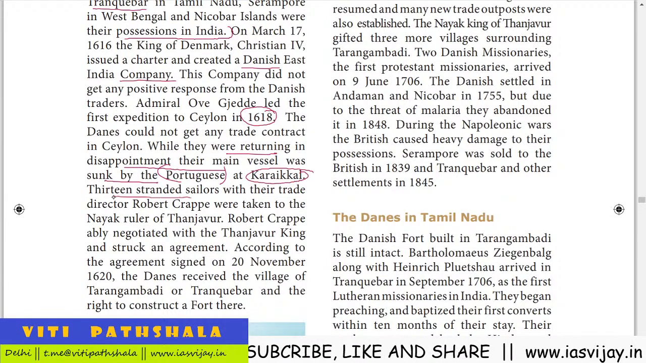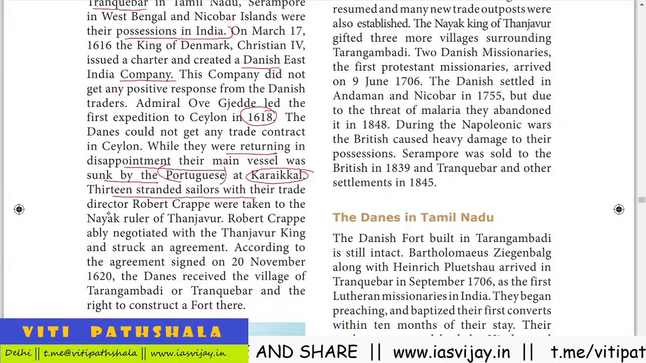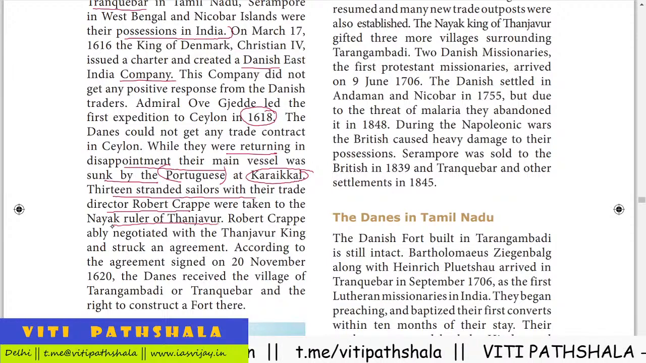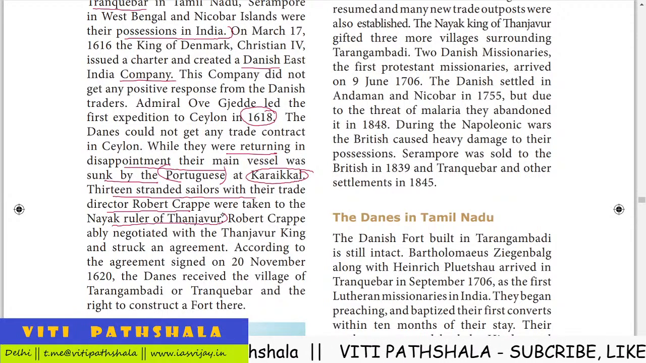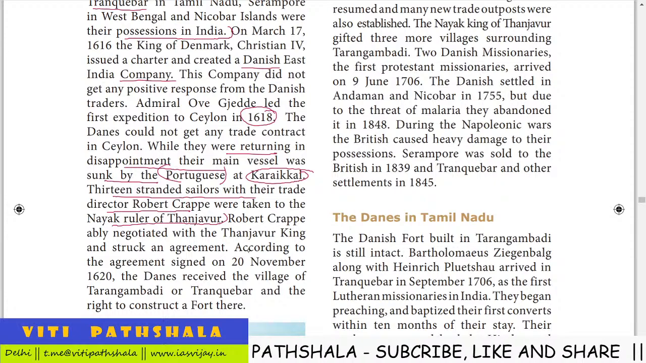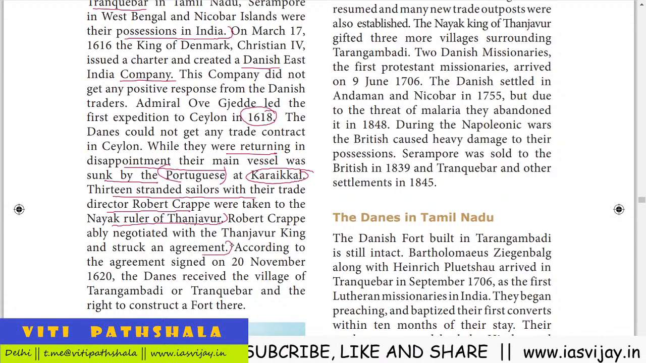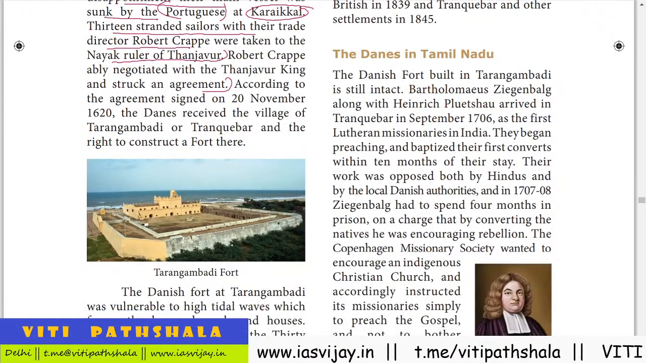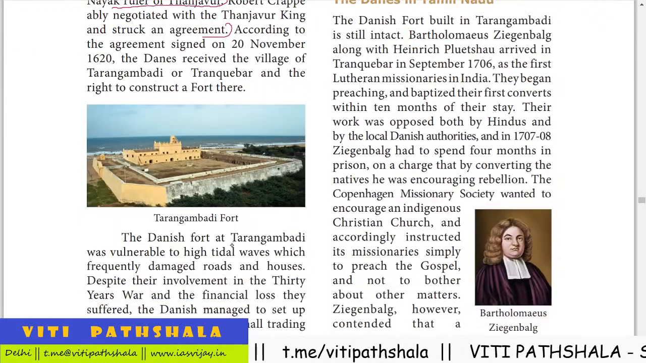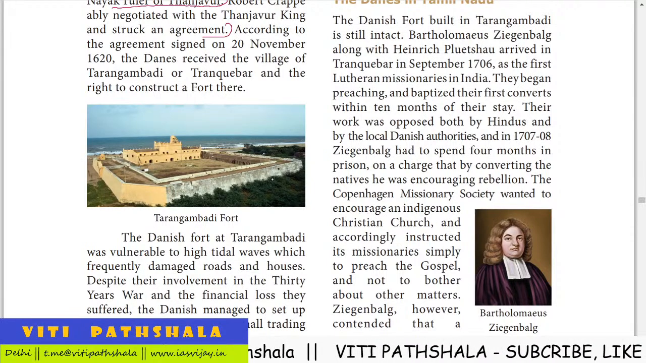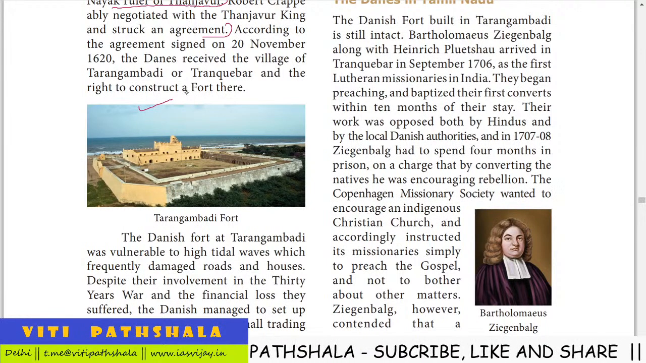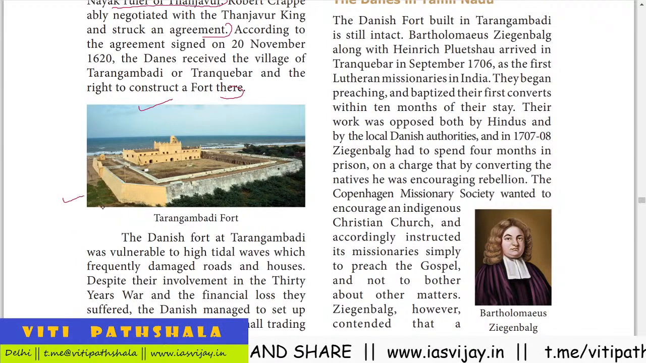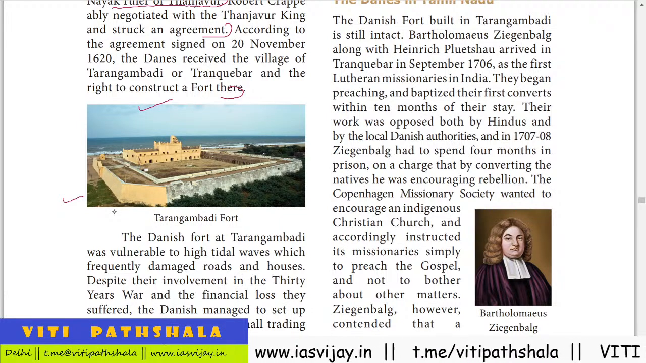The 13 stranded sailors with their trade director Robert Crape were taken to the Nayak rulers of Thanjavur. Robert Crape ably negotiated with the Thanjavur king and struck an agreement. According to the agreement signed on 20th November 1620, the Danish received the village of Tranquebar and the right to construct a fort there. You can see in the picture a Tranquebar fort has been shown.